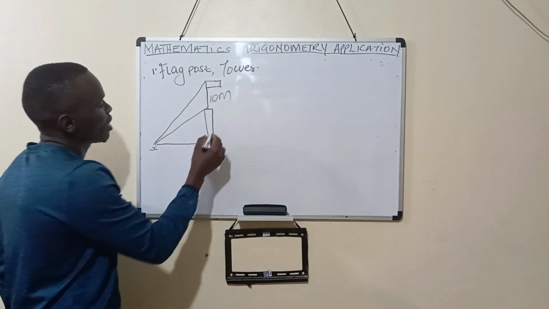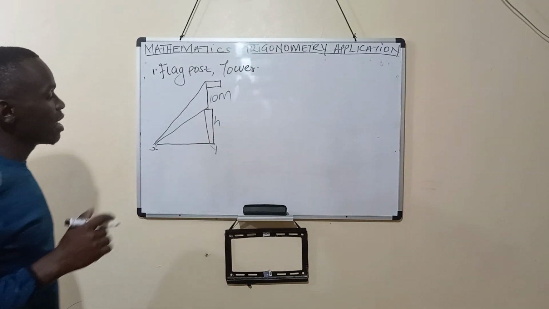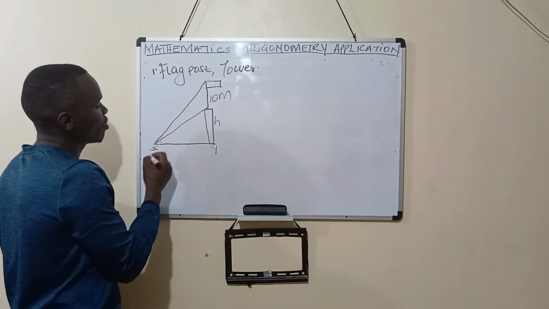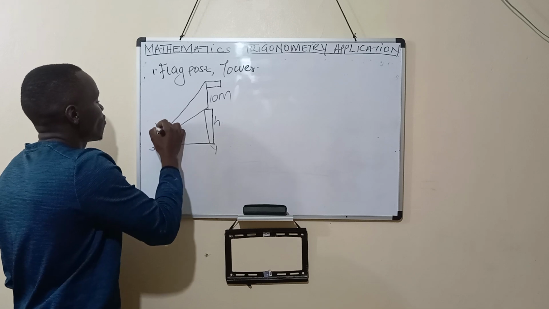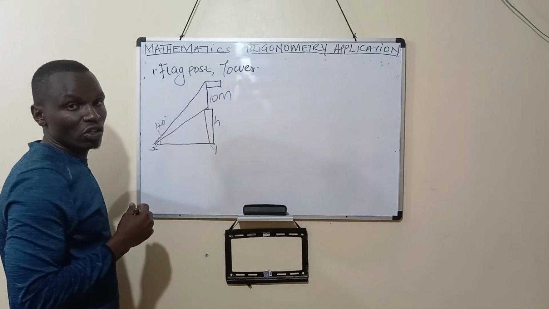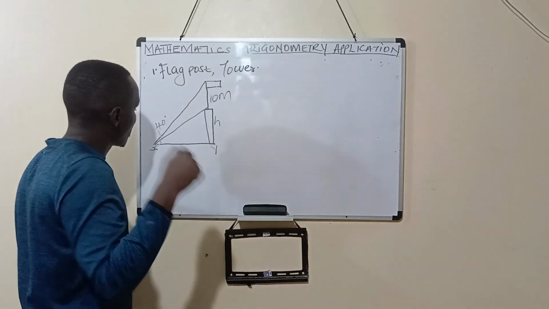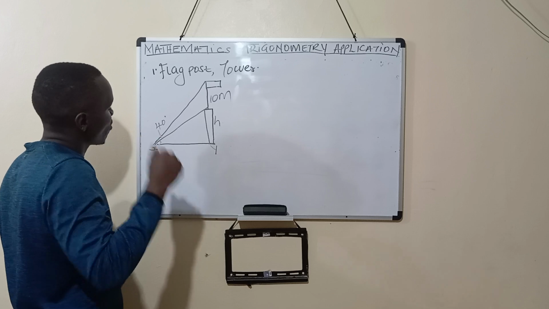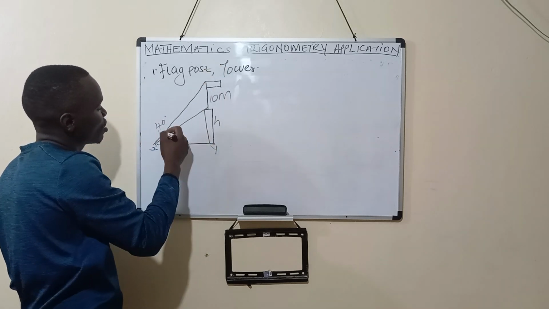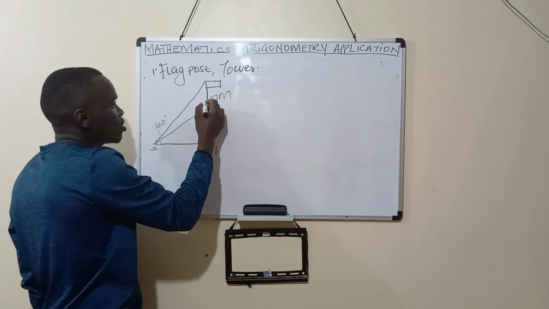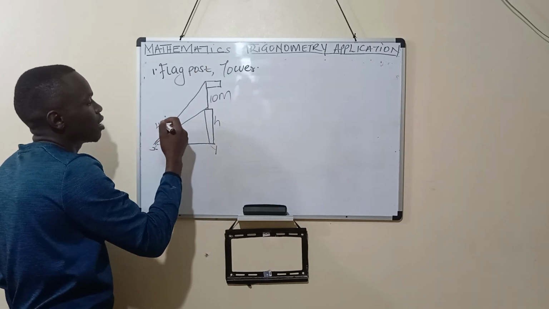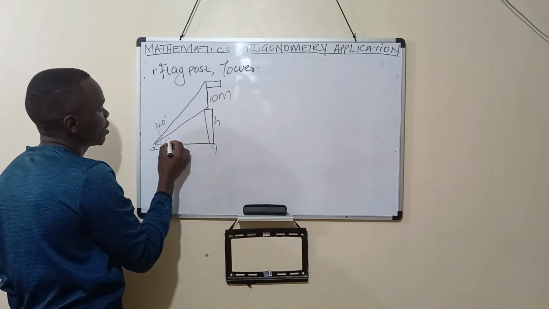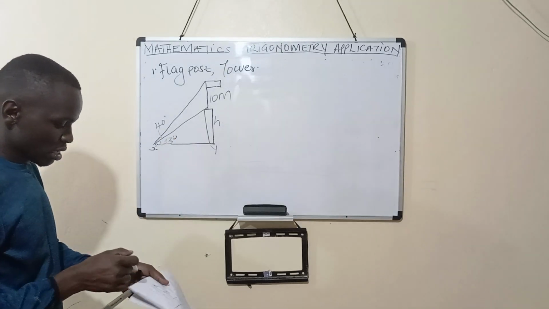And then the height of the tower is not given, but we have the angles of elevation. The angle of elevation to the top of the flag post is 40 degrees. The angle of elevation to the bottom of the flag post is 33 degrees. So this 40 is to the top, and this one is the 33 degrees.